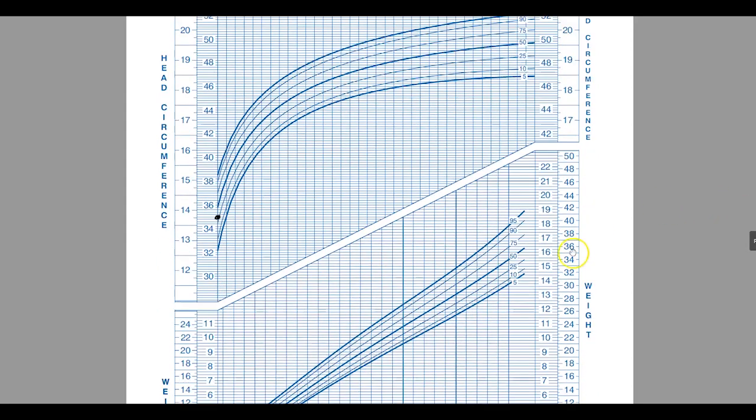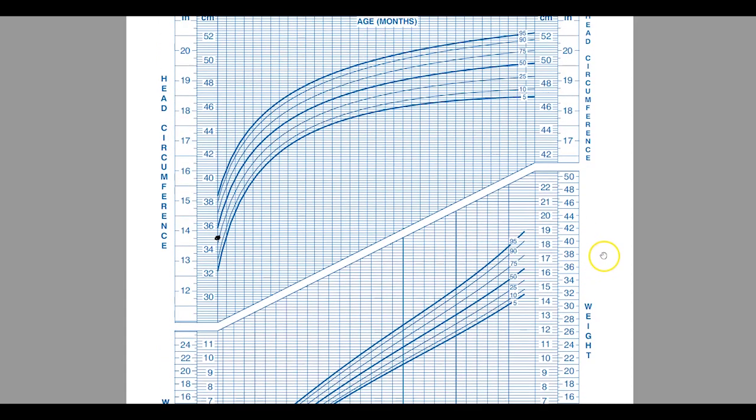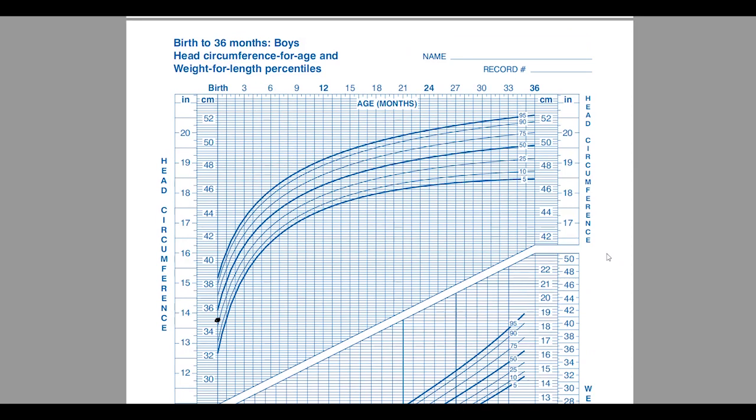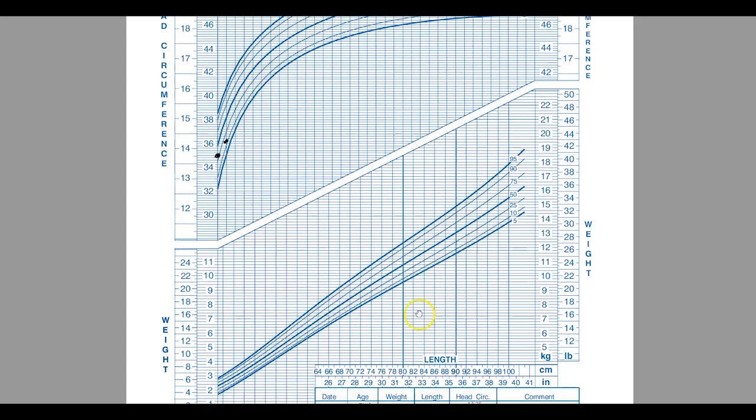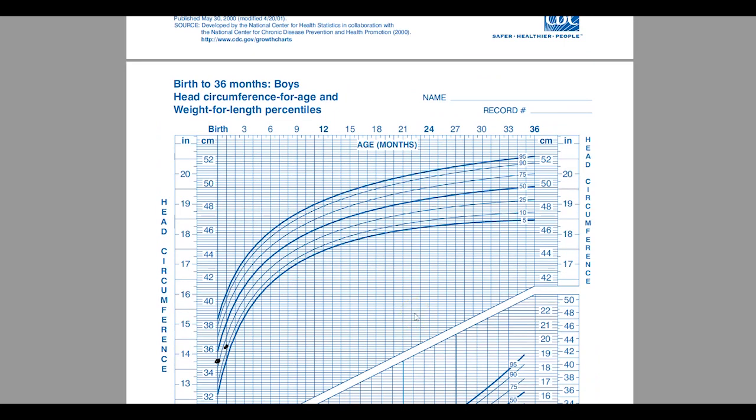And let me go back down here, 14.25 for 1 month. So for 1 month, follow that line down, and 14.25 would be about here. And then 15 and 16.25 for 2 and 4 months. So 2 months would be 15. And then we're going to skip 3 months and go to 4 months, and it's 16.25. So I think that's about right there. If we follow this arc, this baby's head is again in about the 25th percentile.